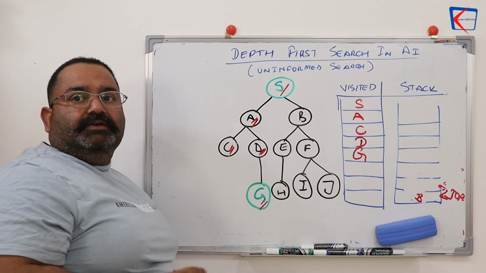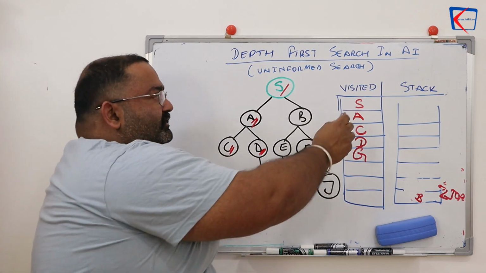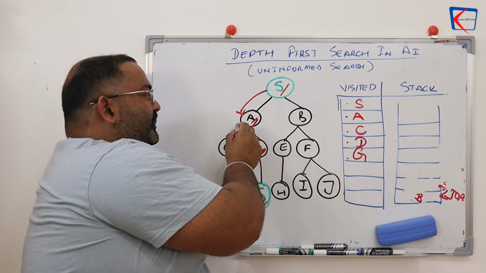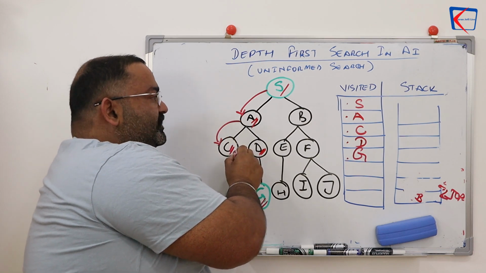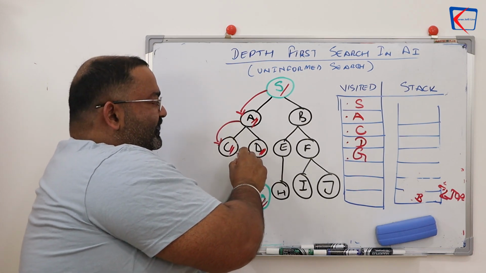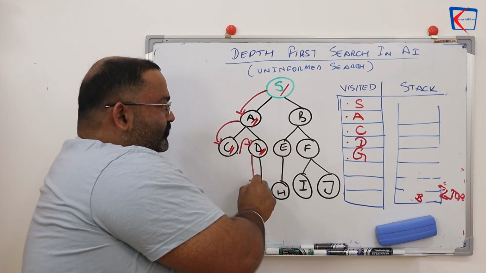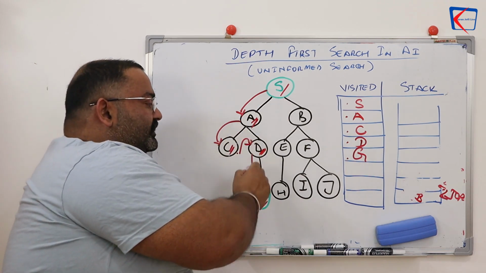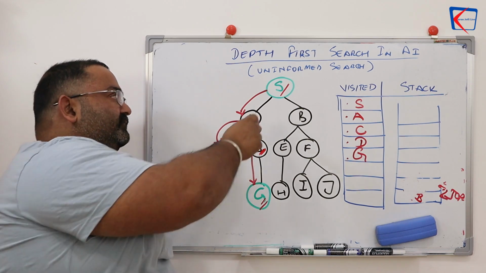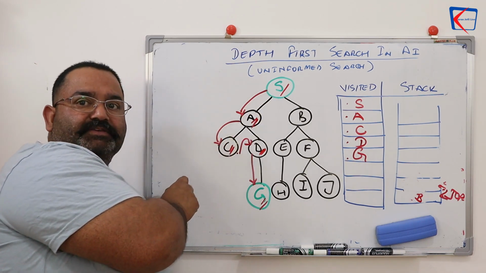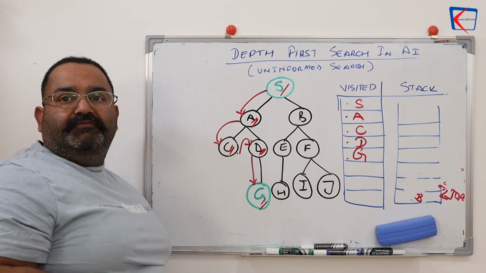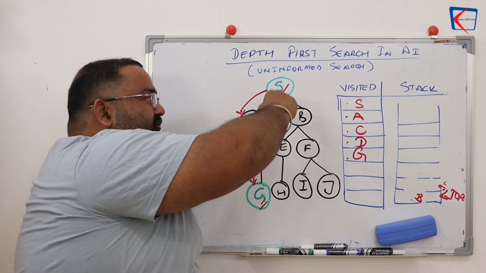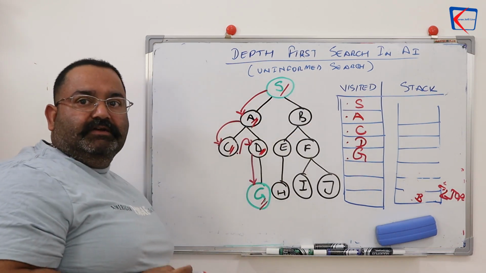So what is the path? The path is S, A, C, D and G. So from S I go to A, from A I go to C, from C I go to D, and from D I go to G. So what I do is I search my element depth wise. First I used this depth. When this depth is over, then I went to this depth and I found my element. And similarly, if my element was anywhere else, then I would have again explored the other depths.